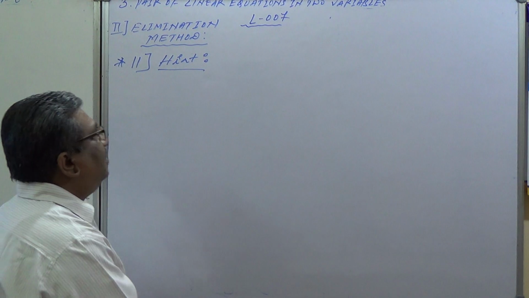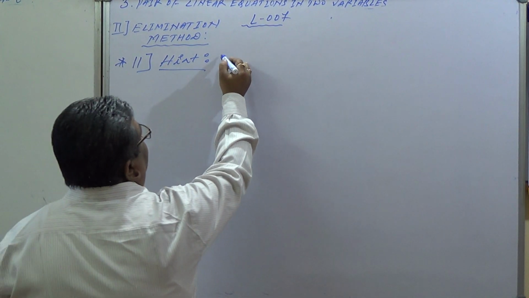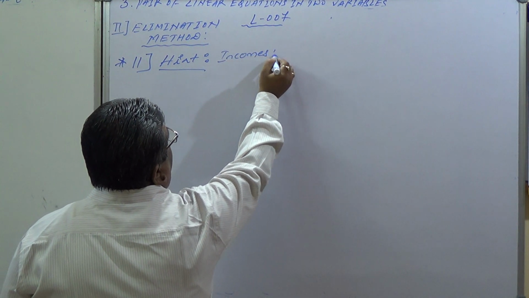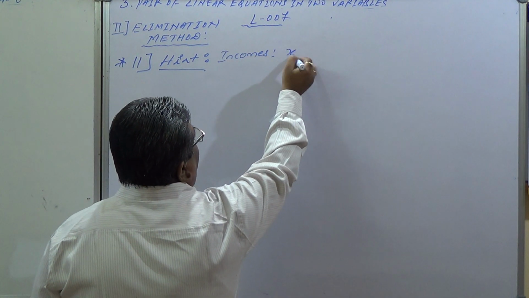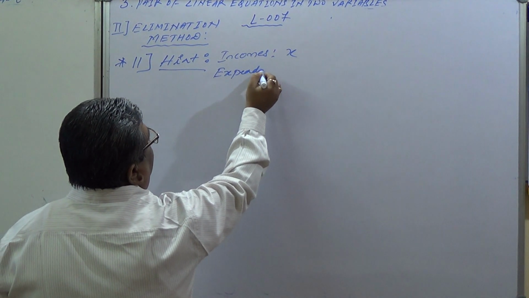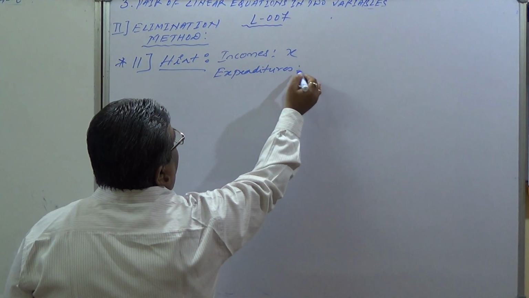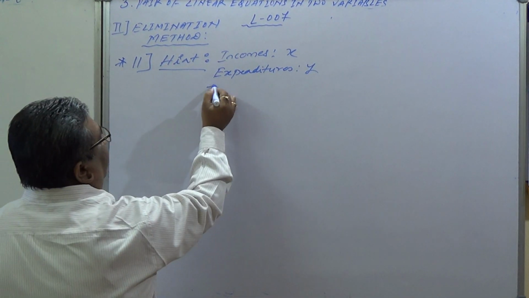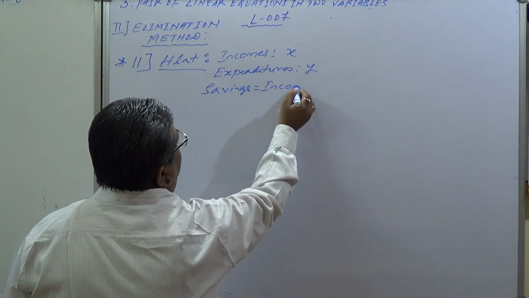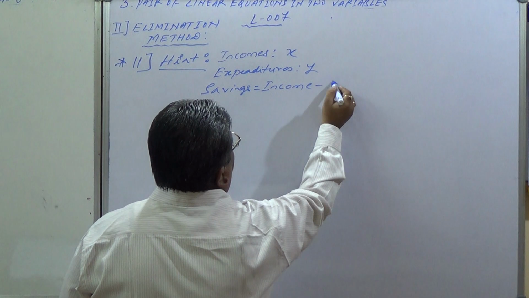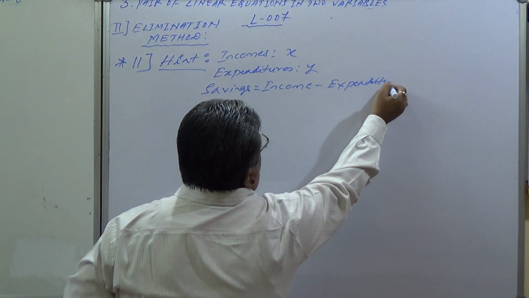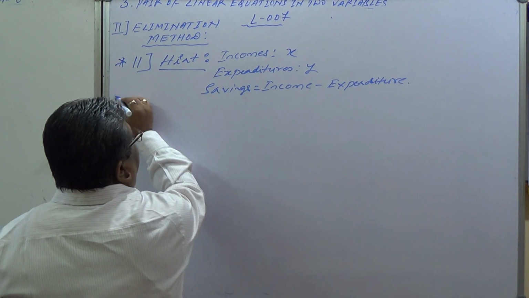So here, listen, the hint is: incomes are assigned variable x, expenditure with variable y, and savings is equal to income minus expenditure. Okay, this is the hint given here.